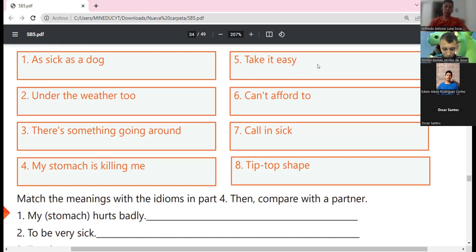And here you say take it easy. Go easy. Hay otro que le dicen go easy. Ese también quiere decir lo mismo. Go easy. Take it easy. Relax. Okay. Don't get nervous. Don't be nervous. Relax.